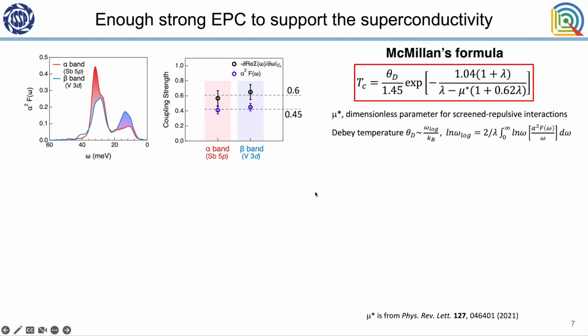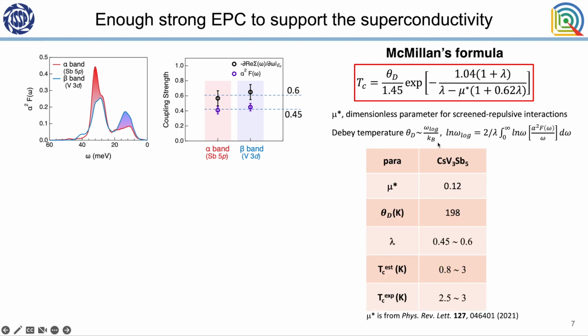So with the experimentally extracted Eliashberg function and the electron-phonon coupling constant, we can estimate the superconducting transition temperature driven by electron-phonon coupling based on McMillan's formula. The main parameters and the estimated Tc are shown in this table. The estimated Tc from the electron-phonon coupling constant is on the same order of magnitude as the experimental Tc, implying the electron-phonon coupling could be strong enough to support the superconducting transition.